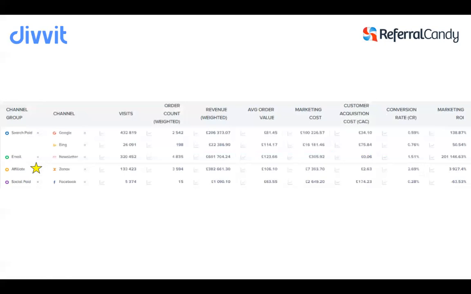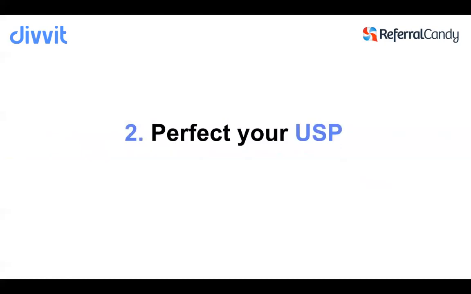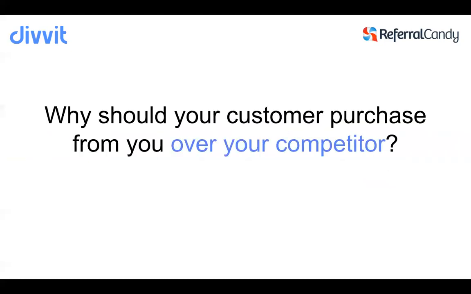So now we're going to move on to our second biggest strategy, which is to perfect your unique selling proposition or your unique selling point, whichever you prefer. So the idea here is to answer the question, why should your customer purchase from you over their competitor? Why is it more interesting to shop with you? Why is it a no-brainer? And this is really the question that you need to answer, and you need to answer it in all of your marketing messages.